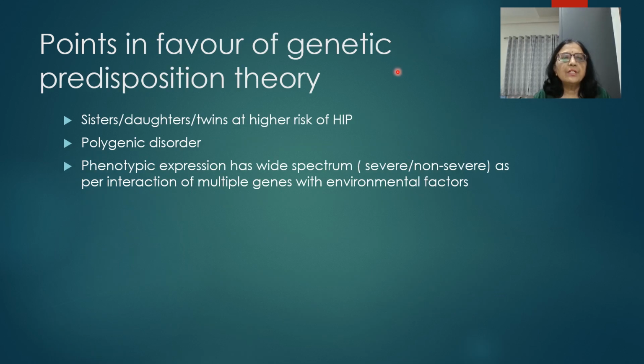Next theory is genetic predisposition. Points which favor this theory are: sisters, daughters, or twins of those who already were affected by hypertension in pregnancy are at higher risk for development of hypertension in pregnancy. A single gene is not found to be responsible. There are multiple genes, and that is why hypertension in pregnancy is a polygenic disorder.